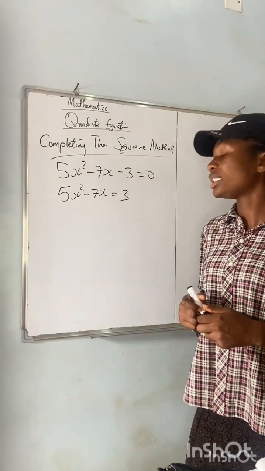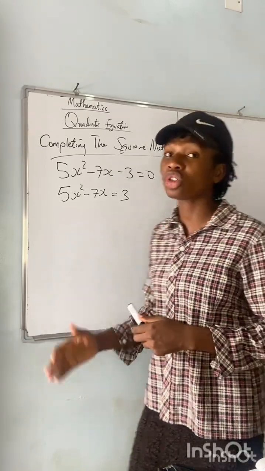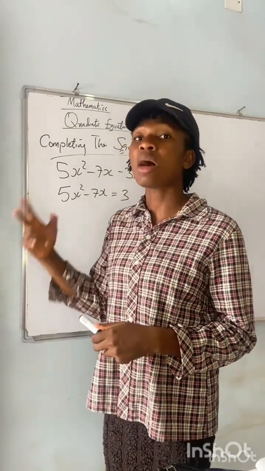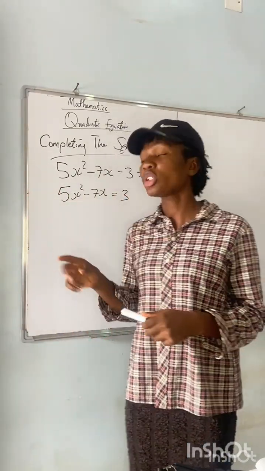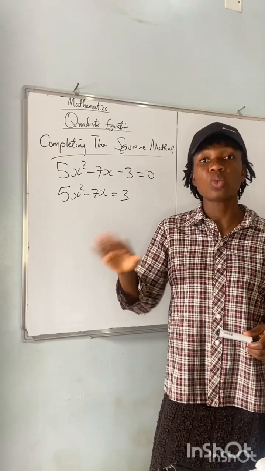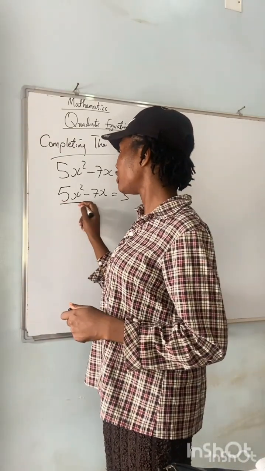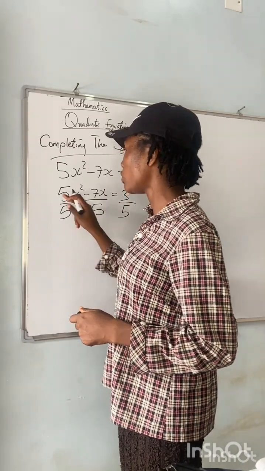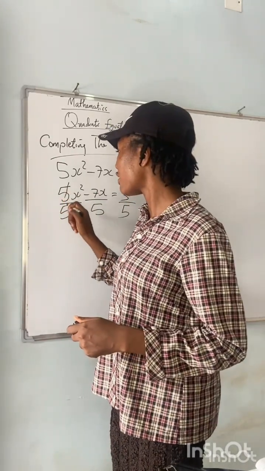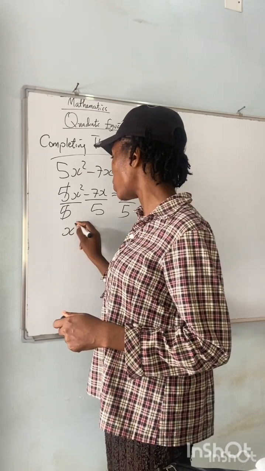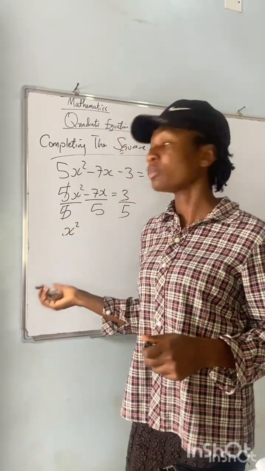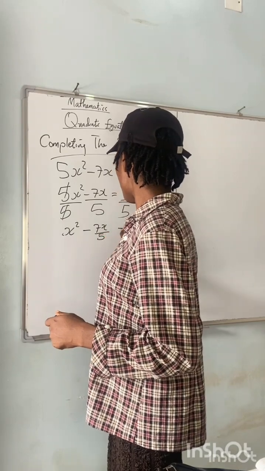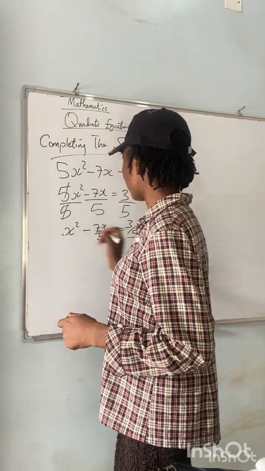Having done this, the next thing we'll do is to ensure that the coefficient of our x squared is 1. So how do we do that? We divide all through by 5, which is the coefficient, so that 5 cancels 5 and we are left with x squared. Now our coefficient is 1. Dividing, we have minus 7x over 5 is equal to 3 over 5.